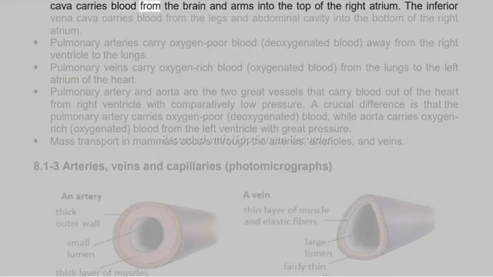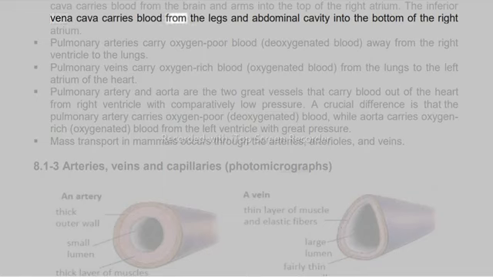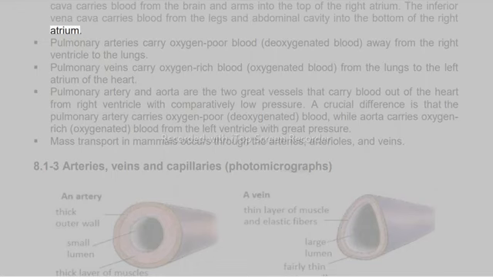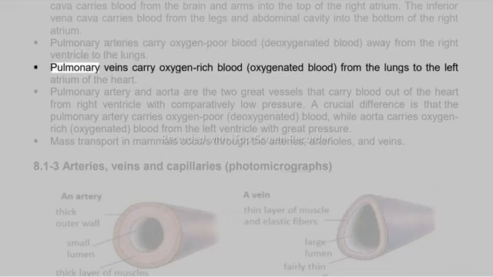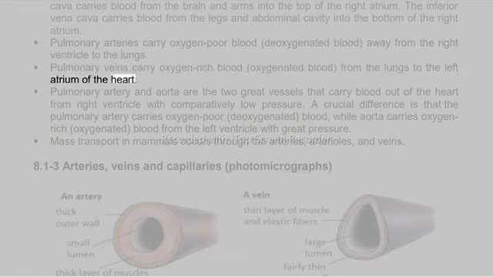cava carries blood from the brain and arms into the top of the right atrium. The inferior vena cava carries blood from the legs and abdominal cavity into the bottom of the right atrium. Pulmonary arteries carry oxygen-poor, deoxygenated blood away from the right ventricle to the lungs. Pulmonary veins carry oxygen-rich, oxygenated blood from the lungs to the left atrium of the heart.